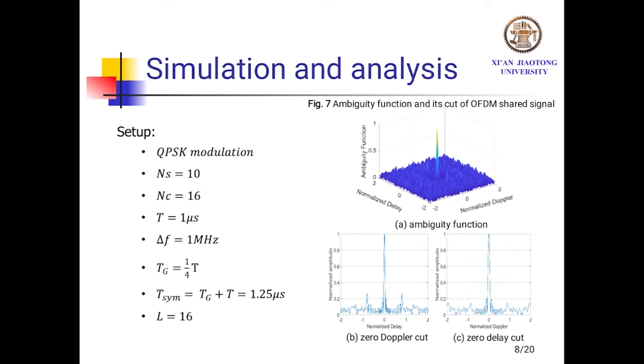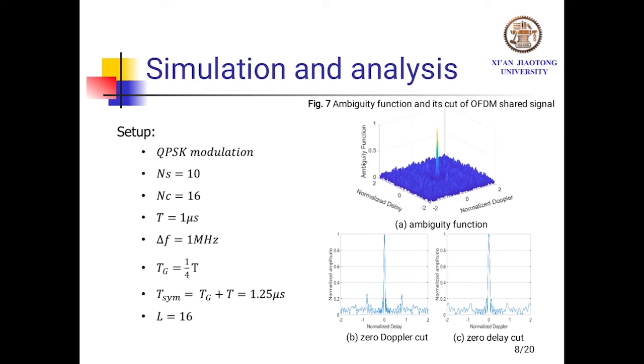On the right side, figure 7 shows the simulation result. Figure 7a is the ambiguity function, and b is a zero Doppler cut, c is a zero delay cut. As can be seen in Figure 7a, the ambiguity function of the OFDM radar communication shared signal has a thumbtack shape with a single central peak, as can be seen in Figure 7b and c.